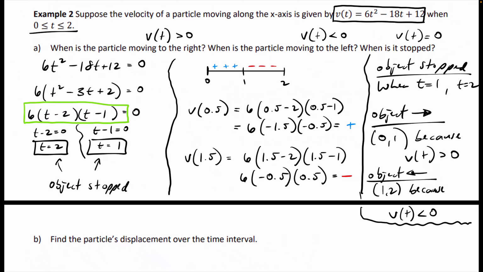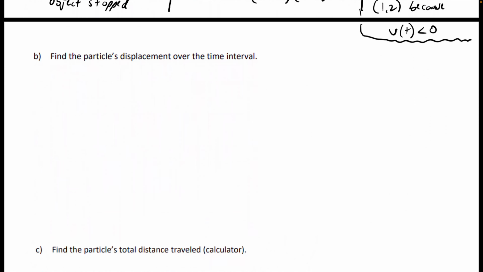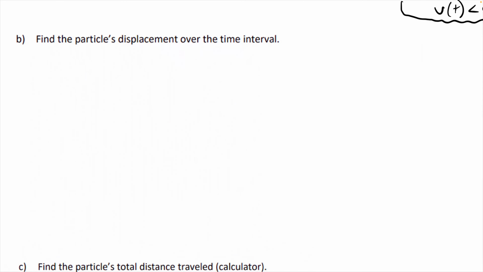That's kind of review. Not anything new. We've done that before. It's good to remind ourselves, though. Okay. So now let's go to letter B on the back side. Now we see a word that we haven't seen yet. Displacement. We haven't seen displacement at all this semester. Today's the first day we've seen displacement. Okay? So it says, find the particle's displacement over the interval, right? What is the interval? Remind me what the interval is. 0 to 2.